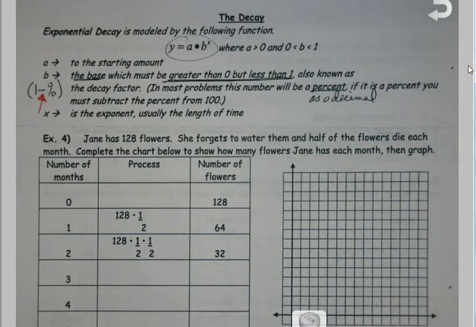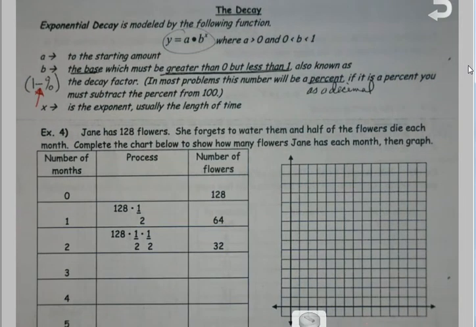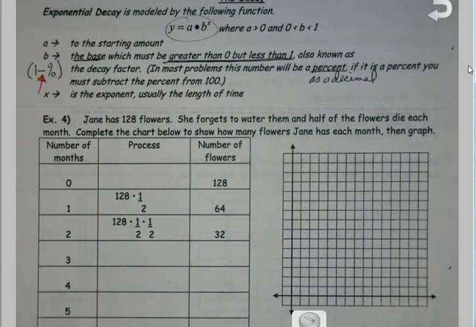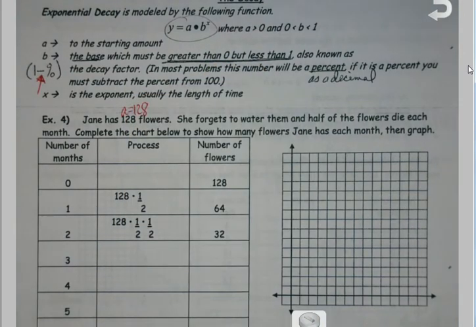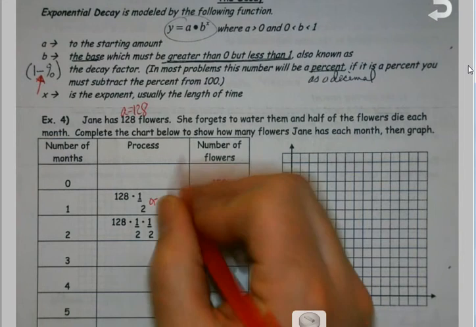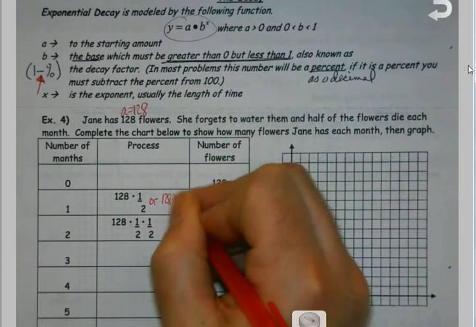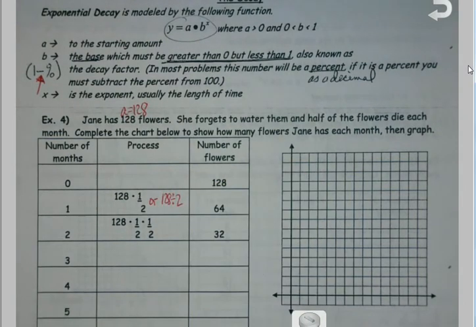So just like we had with our fish before, except we're going to do it with flowers now. So we're starting with 128 flowers. That's my starting value. That's my A. So Jane has 128 flowers, but she forgets to water them, and half the flowers die each month. Complete the chart to show how many flowers Jane has each month, and then graph it. So here, since we're cutting it in half, you can either multiply by half, or you can just keep dividing it by 2 every month.